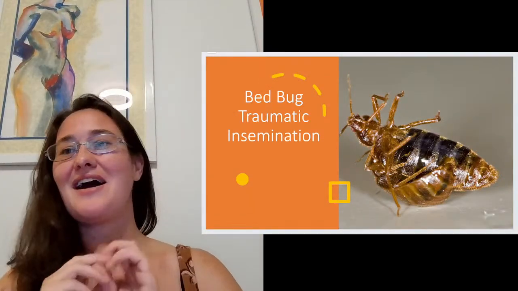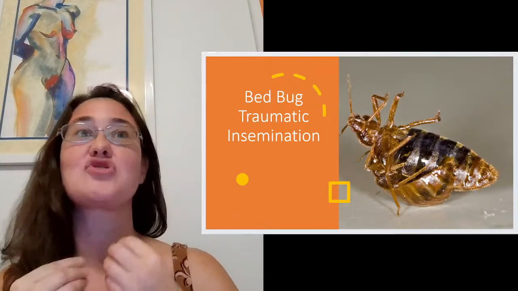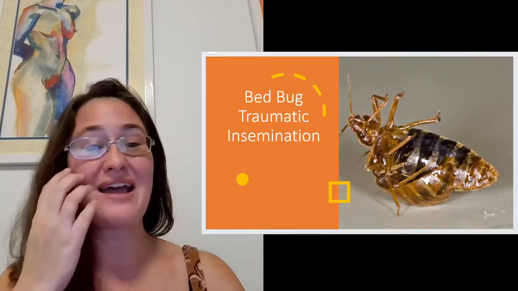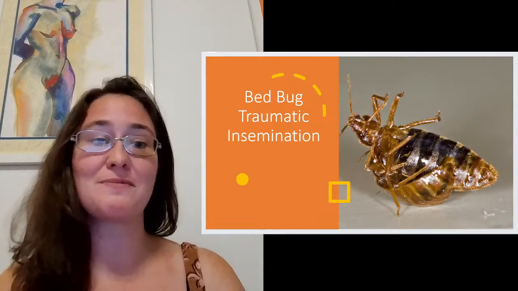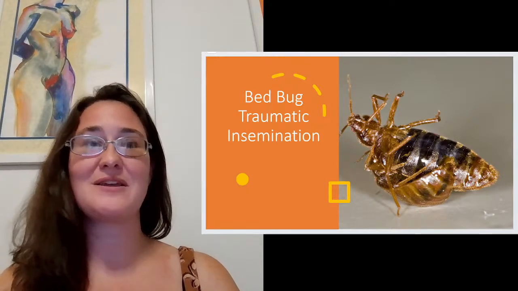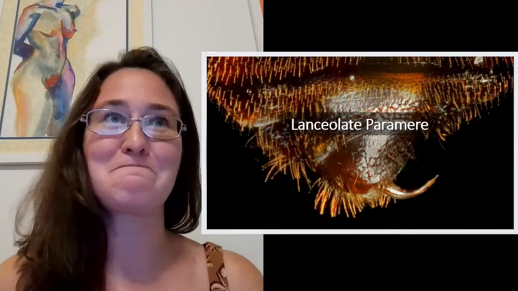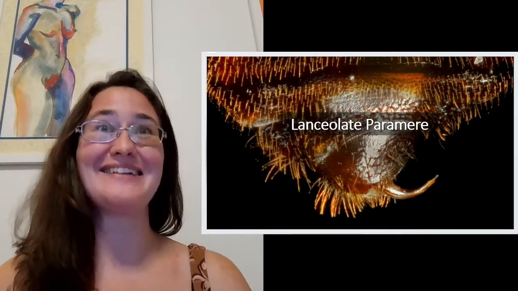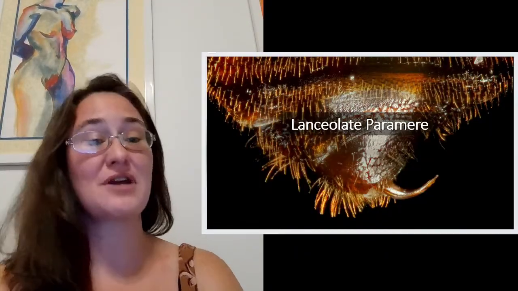You see, bed bugs have a mating process that we call traumatic insemination. And it's traumatic because the male's aedeagus, the male's reproductive organ, has something that we call a lanceolate paramere. And I don't know about you, but that sounds sharp, right? Lanceolate, sharp, pokey reproductive organ.